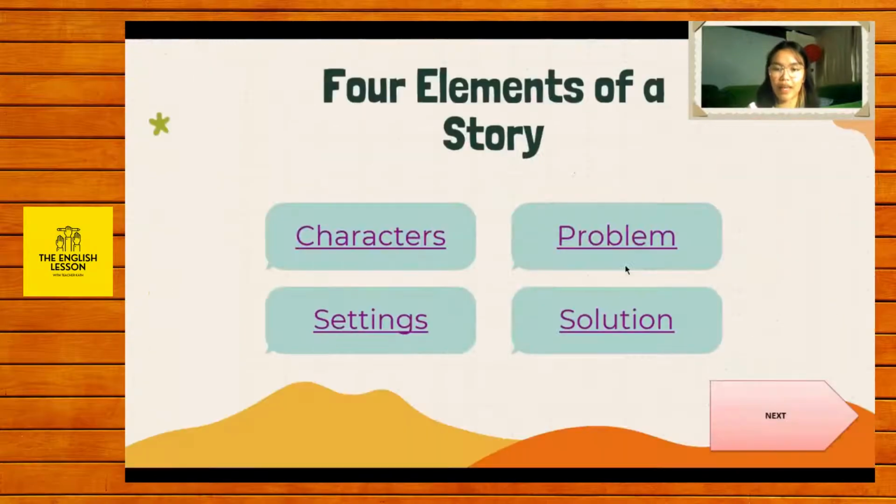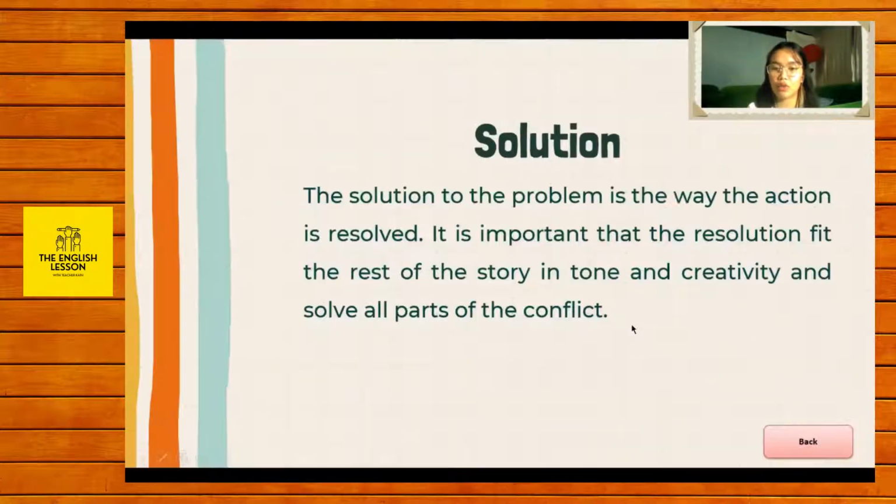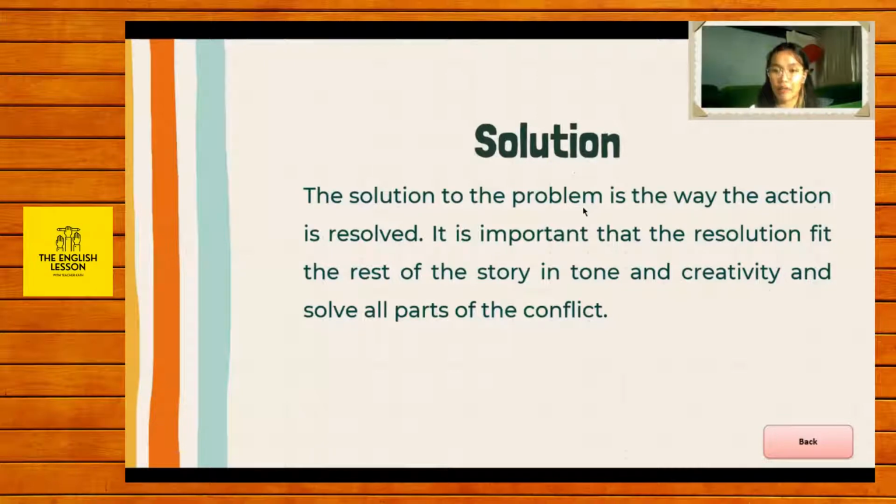Okay, let's go back. And the last element is the solution. The solution to the problem is the way the action is resolved. It is important that the resolution fit the rest of the story in tone and creativity and solve all parts of the conflict. So the author should align everything from the elements, from the character, the setting, and the problem. The solution that happens at the end of the story should be related to what happened in the first part of the story, and the last part would be the solution.